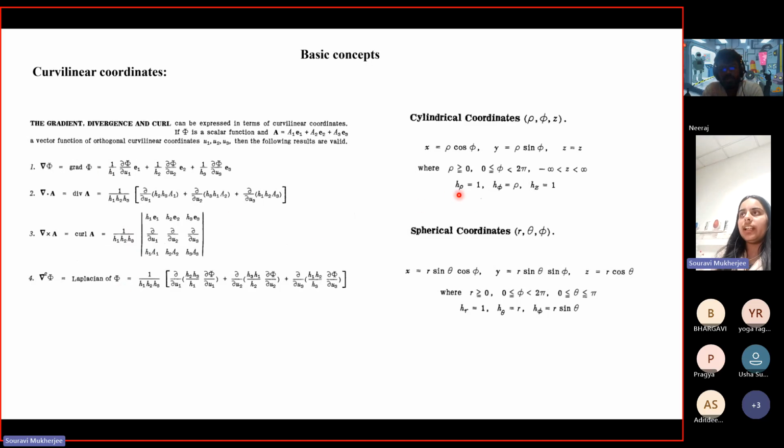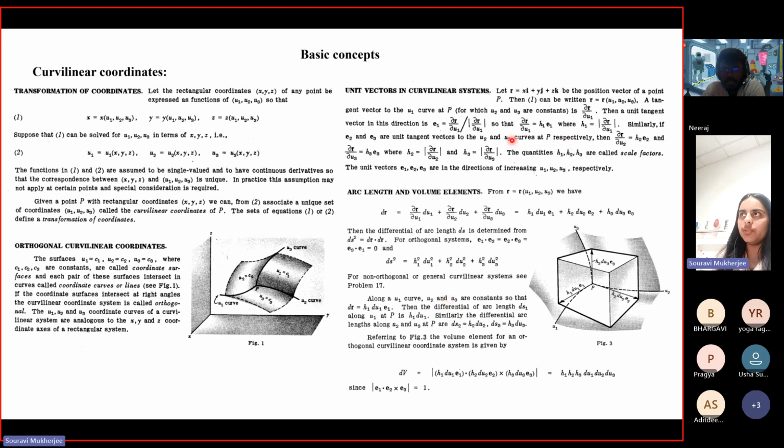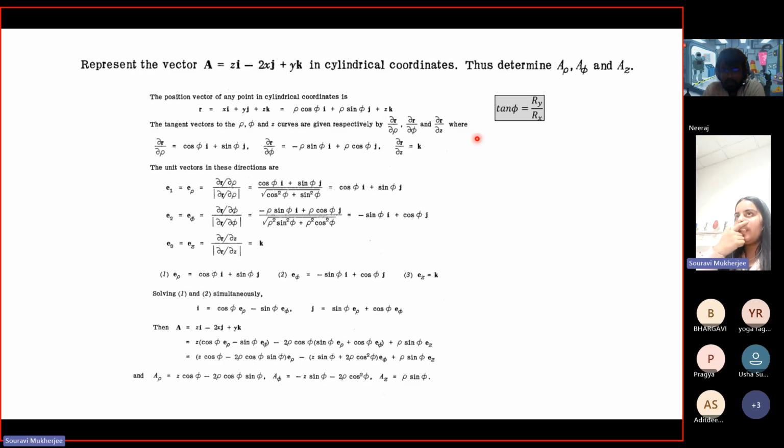So how do we find these scale factors? This is the question, and this is what we just understood. You have to follow this process: basically do the partial derivatives and find unit vectors. Okay, so now let's come back to the question that we had started with.